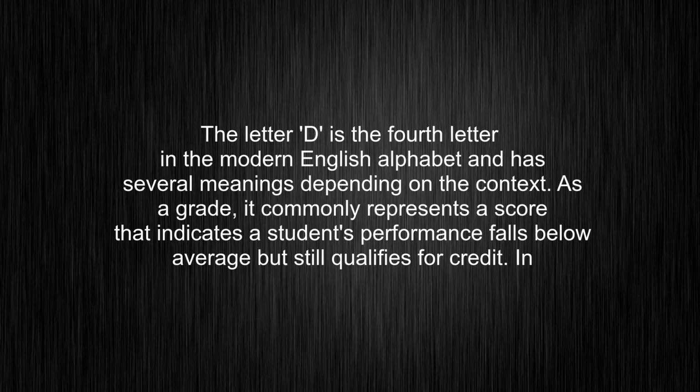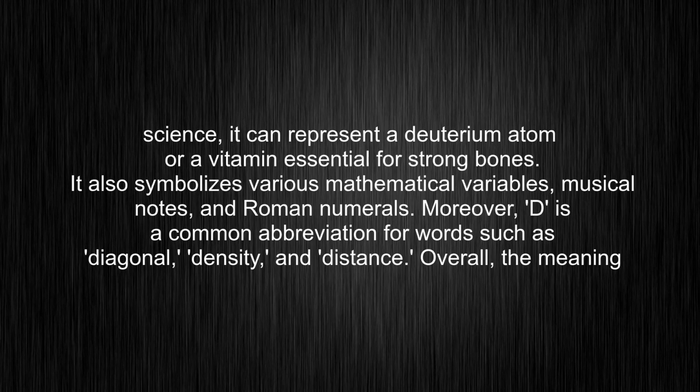The letter D is the fourth letter in the modern English alphabet and has several meanings depending on the context. As a grade, it commonly represents a score that indicates a student's performance falls below average but still qualifies for credit. In science, it can represent a deuterium atom or a vitamin essential for strong bones.